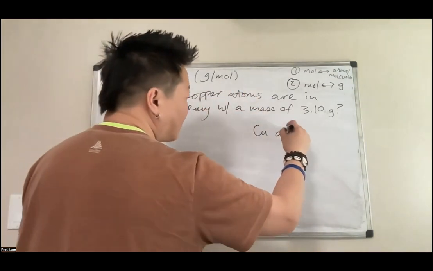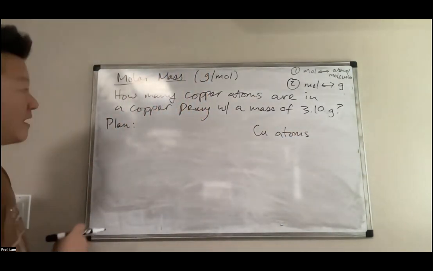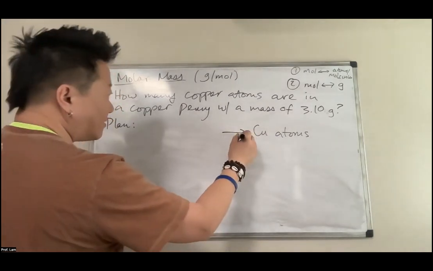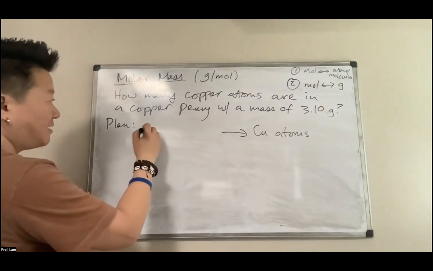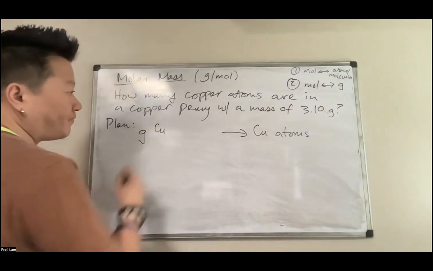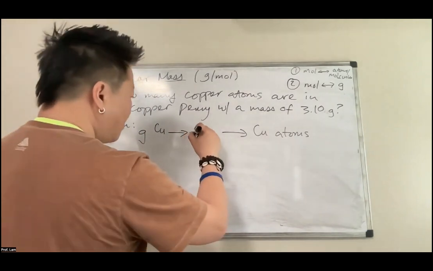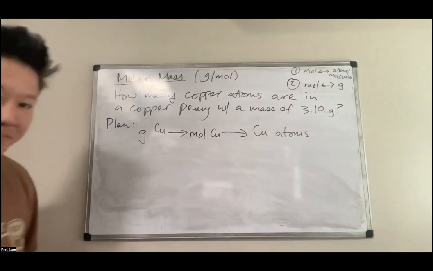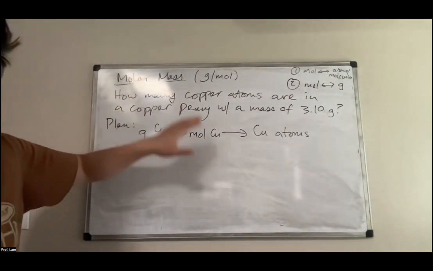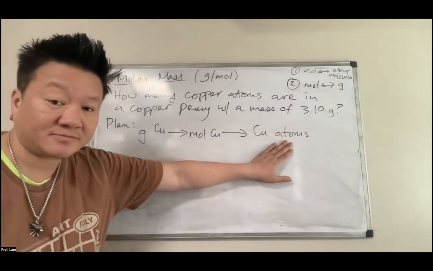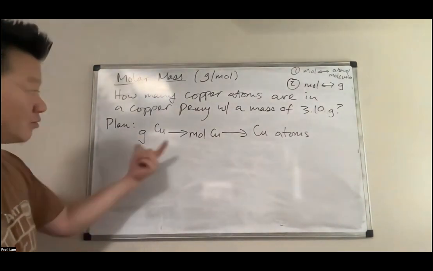So that's copper atoms, and we need to get to here. But where did we start? We started at grams, at mass, grams of copper. That needs to go to moles of copper. So this gram can go to mole through molar mass. And then from mole, you can go to atoms. Does that make sense? So now we execute once we have the plan.